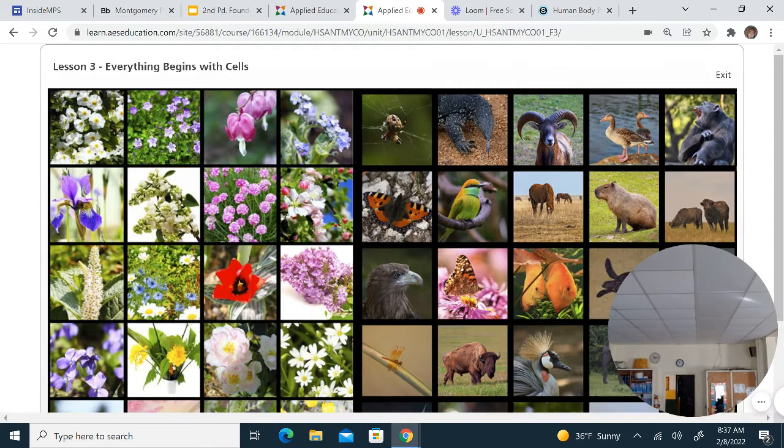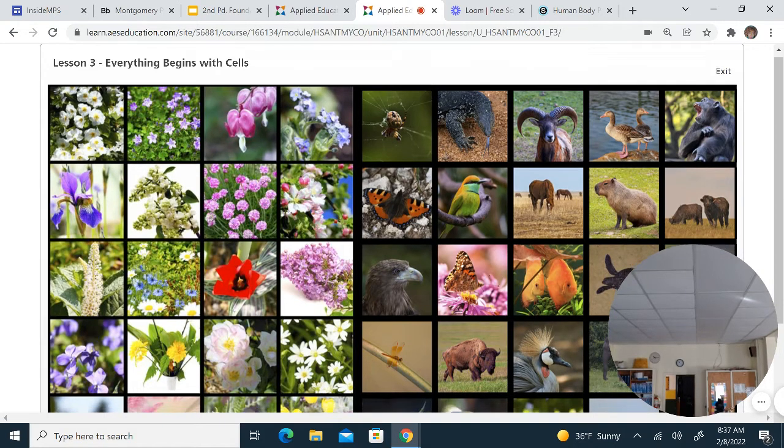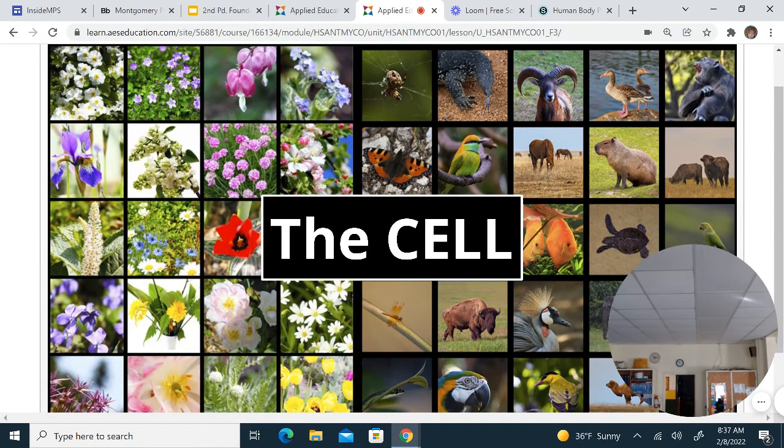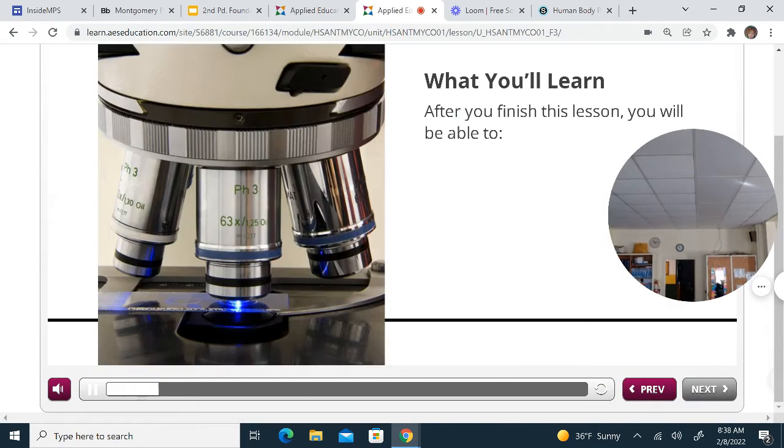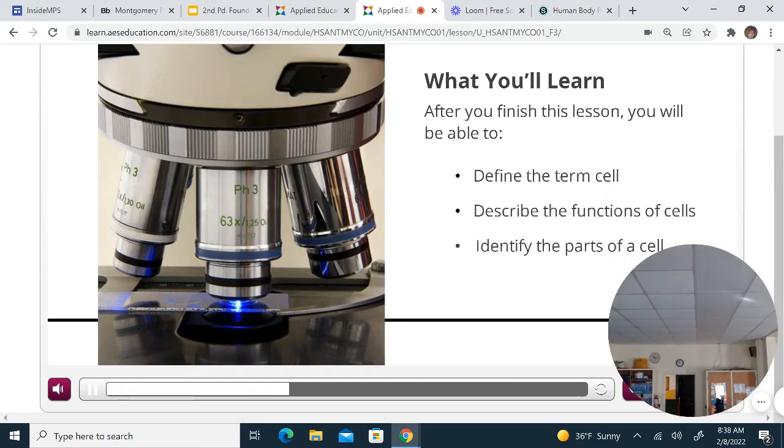Take a look at all of the plants and animals here on the screen. What do they have in common? They are all made up of the same basic building block, the cell. In this lesson, you will define what a cell is, describe the functions of cells, and identify the parts of a cell.